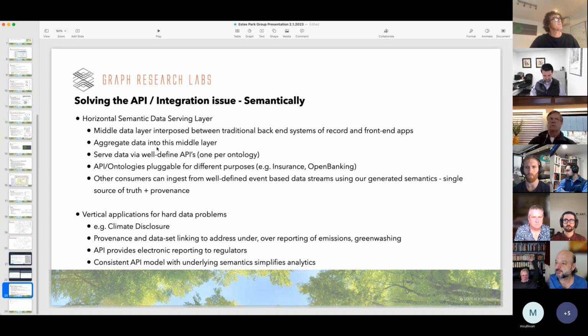So that's the horizontal nature of what we're building to semantically serve data for APIs. But as I say, we're also building these vertical applications for the really hard data problems like climate disclosure. And the goal here is provenance and being able to handle those really complicated use cases like different types of over and under reporting and greenwashing, and then electronically provide this to regulators to really simplify the whole ecosystem and reduce the burden for organizations to start doing this.